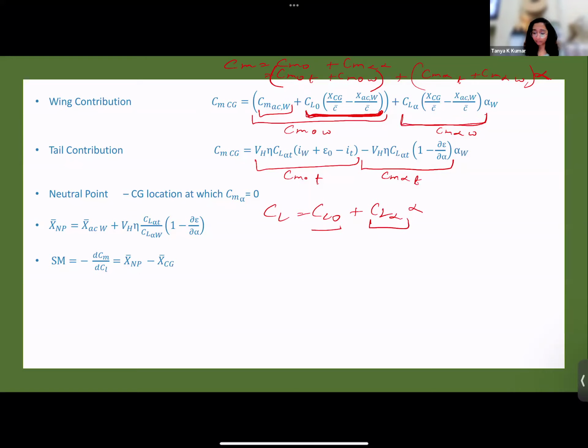All right. Similarly, for the tail, the CM alpha comes with a negative sign. Can anyone try to tell me why there is a negative sign? CM alpha tail has an inbuilt negative sign, right? CM alpha tail is minus VH eta CL alpha tail into 1 minus d epsilon by d alpha. So why is the negative sign there?